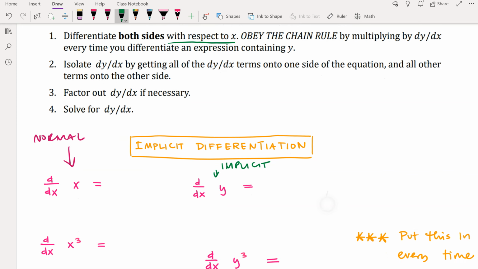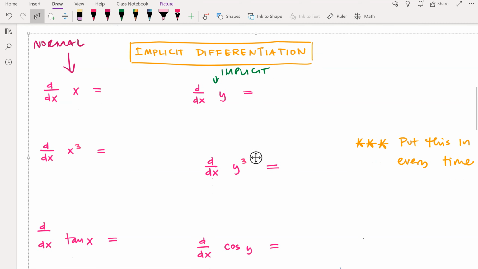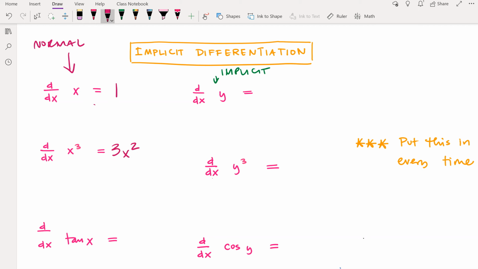So let's go ahead and do that for these normal functions. We should know these, so you should be able to fill out these derivatives. The derivative of x equals 1. The derivative of x cubed equals 3x squared. Derivative of tangent x equals secant squared x. Okay, cool. Why are we allowed to do this? Why has this been working out for us the whole class, ever since we started doing derivatives?